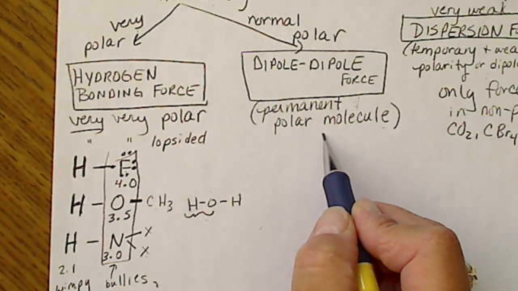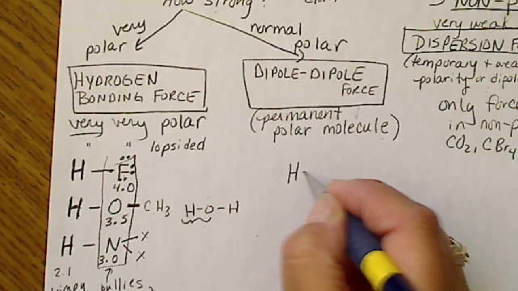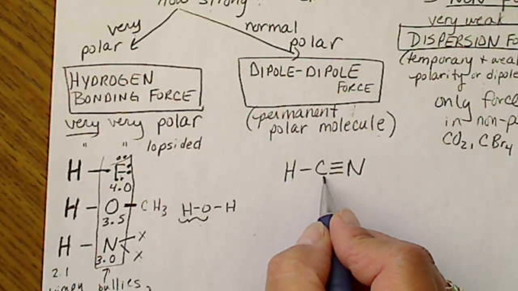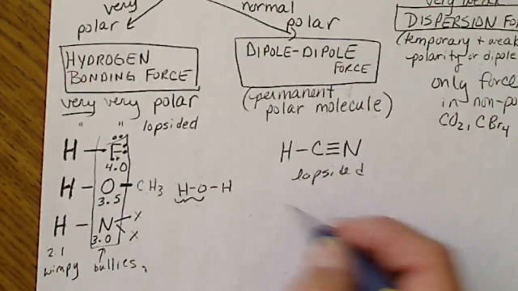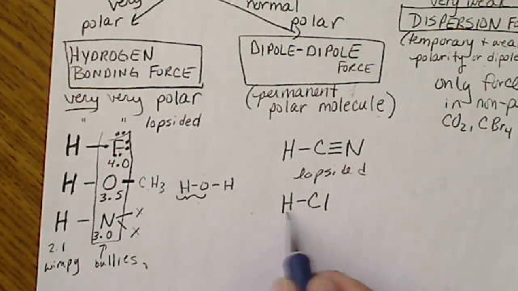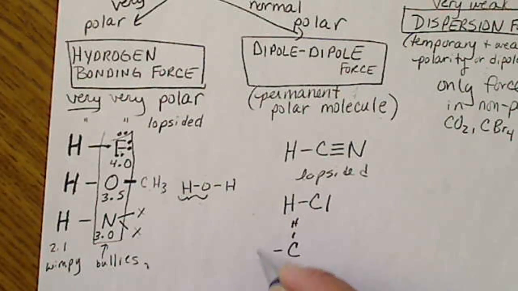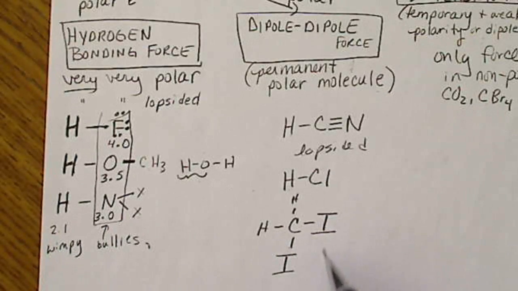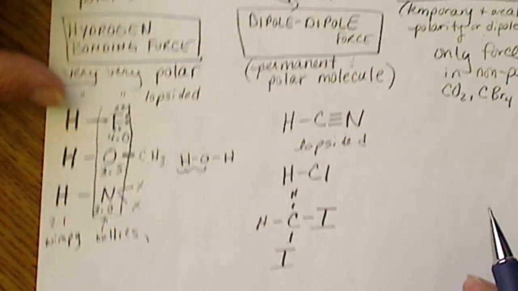Normal polar would mean if a molecule is polar, for example, and the hydrogen, if there is one, it's not directly bonded to an oxygen, nitrogen, or fluorine. So this molecule is lopsided. So this would be polar, or HCl. That's lopsided because it has two different atoms. Okay. Or we could have a carbon with two hydrogens around it, and something else like iodines. So the fact that this molecule is lopsided means that it's polar.